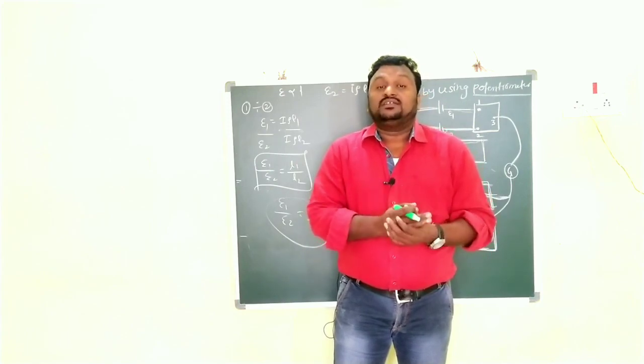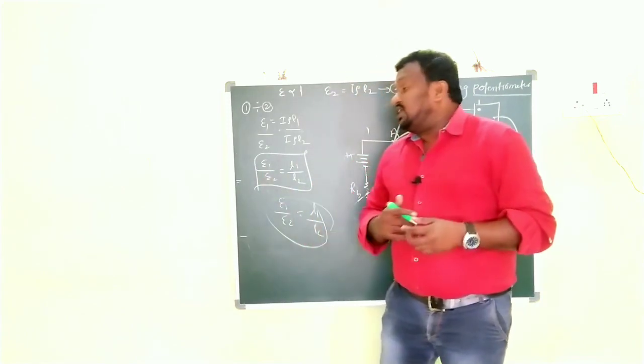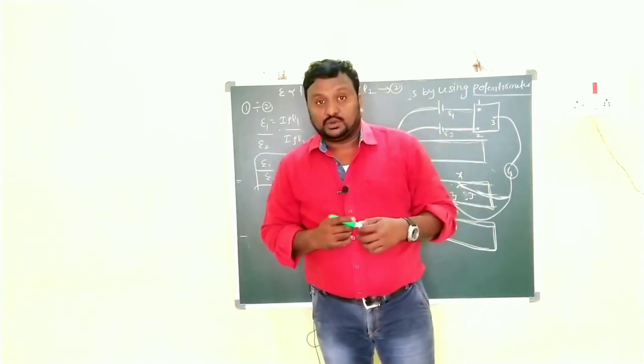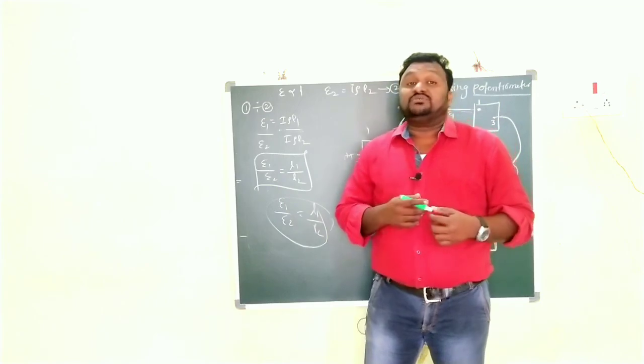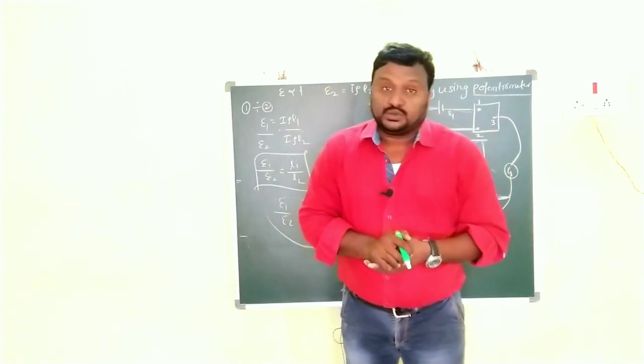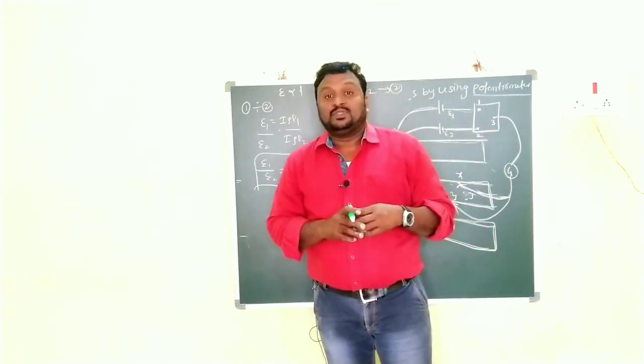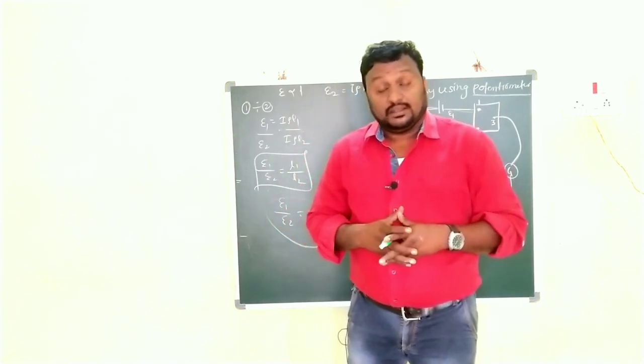So by comparing these two, what do you get? Epsilon 1 by epsilon 2 is equal to L1 by L2. By substituting the values of L1, L2 in this equation, we will compare the EMFs of the given two cells by using a potentiometer. Okay, children, it's a very easy question but an important question.